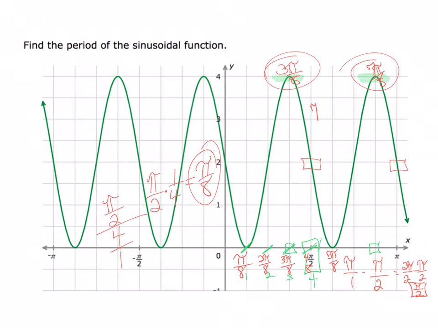So I'm going to have 7 pi over 8 minus 3 pi over 8, which gives me 4 pi over 8, and that reduces to pi over 2, which is the same thing I got earlier conveniently. So either way you want to do it works out just fine.